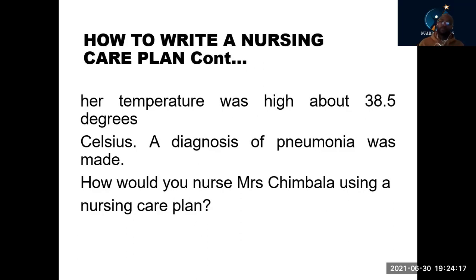So this is Mrs. Chimbala who was brought to our ward, and we have seen that Mrs. Chimbala has got fever with a temperature of about 38.5 degrees Celsius. And the medical diagnosis of pneumonia has been made. So how are we going to nurse Mrs. Chimbala? I want to give you a glimpse of how you have to come up with the problems and the nursing diagnosis. It's very important that you know that.